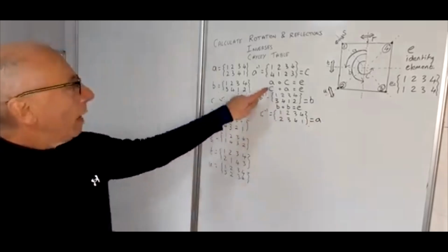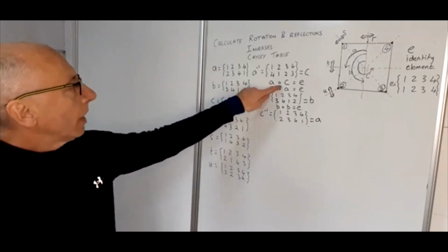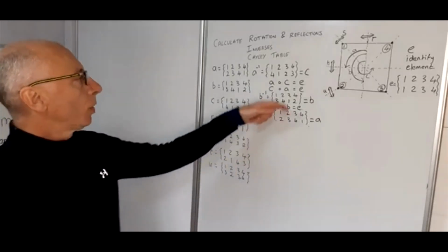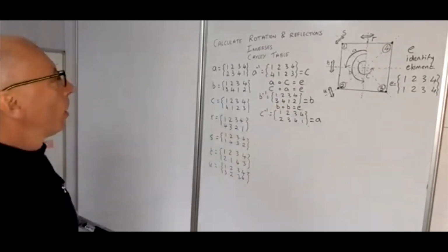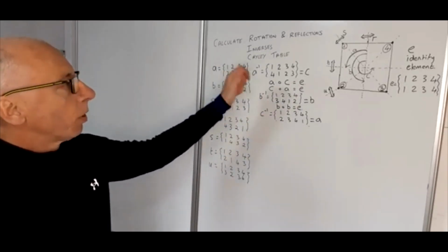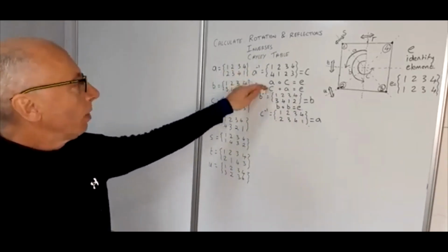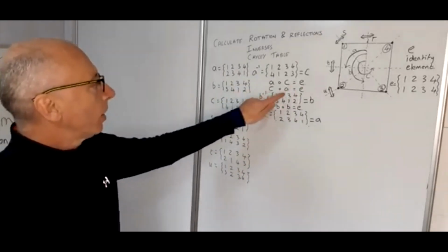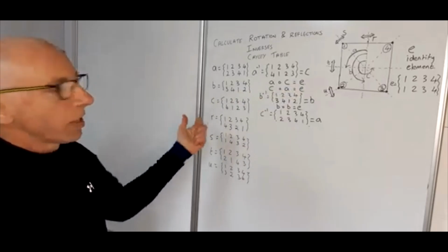So we could have worked that out from before, because A acting on C and C acting on A is also E. So that just proves that this group here is cyclic. So all the groups will always have inverses, A to C will give an inverse, and C to A will also give us an inverse. So this is a cyclic group.